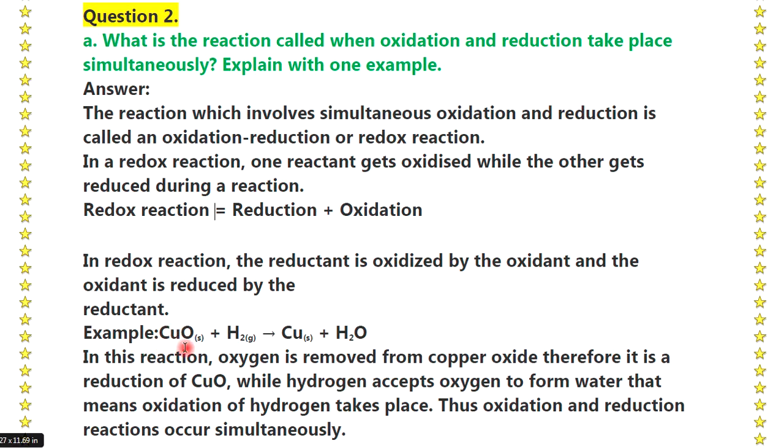Example, CuO, copper oxide in solid form, plus H2 in gaseous form gives rise to Cu in solid form and H2O, that is a water molecule. In this reaction, oxygen is removed from the copper oxide, therefore it is a reduction of copper oxide, while hydrogen accepts the oxygen to form water, that means oxidation of hydrogen takes place. Thus oxidation and reduction reaction occur simultaneously.